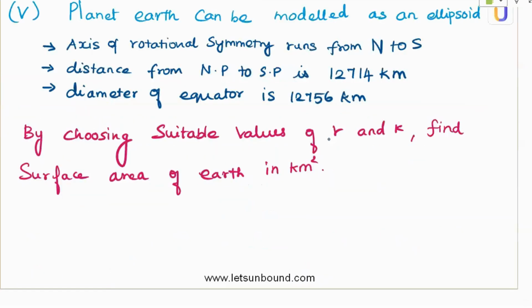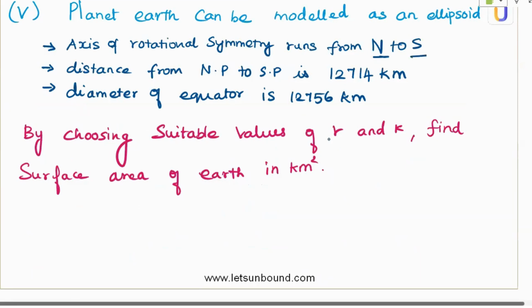Axis of rotational symmetry runs from North Pole to South Pole. The distance from North Pole to South Pole is 12,714 kilometers. Diameter of equator is 12,756 kilometers. By choosing suitable values for R and K, find the surface area of the Earth in kilometers.